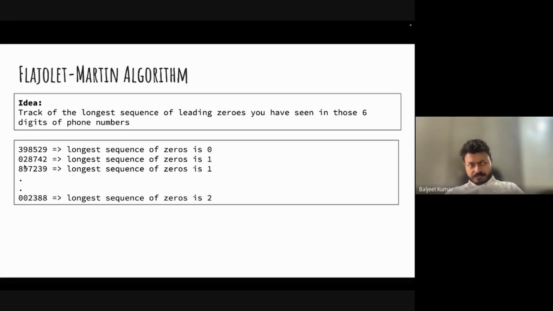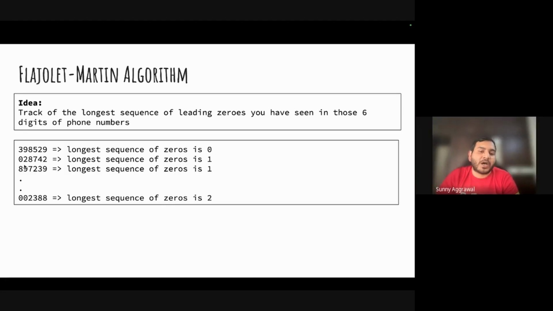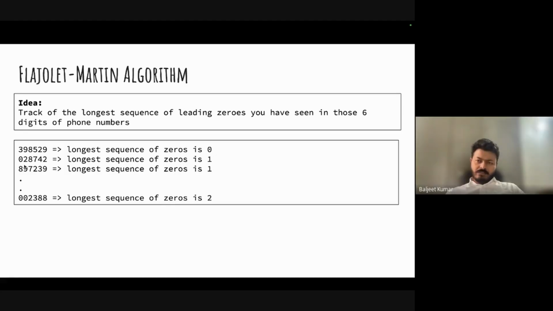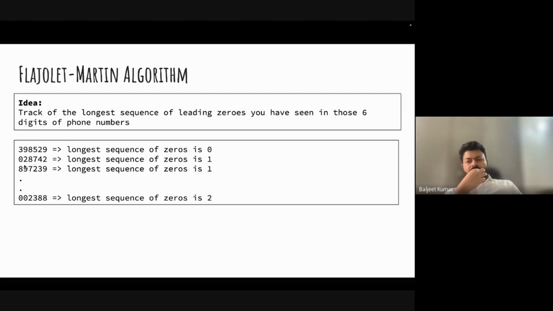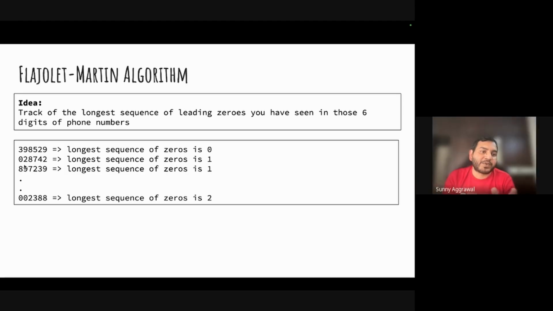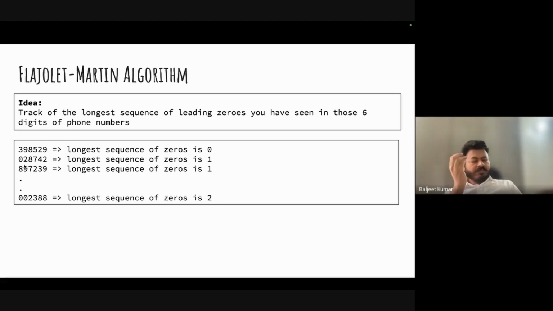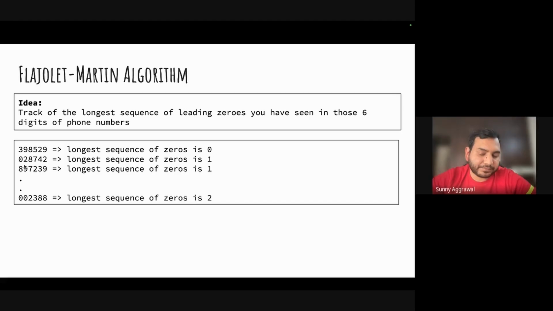This is just saying that if you have seen 1000 numbers, then there will be chances that you will see at least one number with 4 zeros. So that is where this approximation is coming from. That I got, I understood that. And that is basically the basis behind this algorithm.